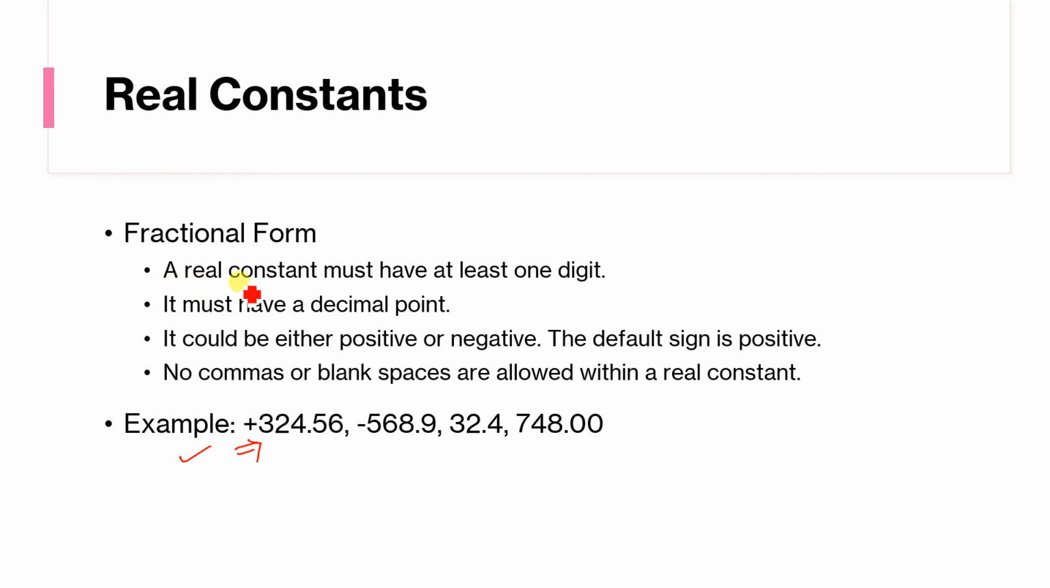So what are the rules? A real constant must have at least one digit. Obviously it must have a decimal point, so you have to represent the number with a decimal point.